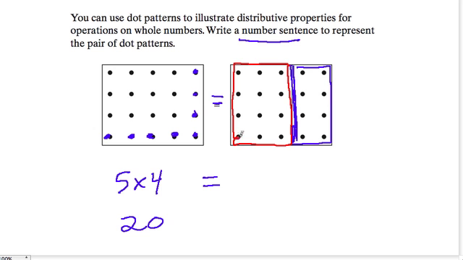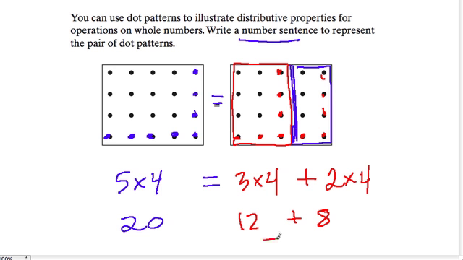Well, notice this one is a 1, 2, 3 by 4 rectangle. So 3 by 4. And we want to add that to this blue rectangle so we get the same area. That's a 2 by 4. And that's it. I've used the distributive property. This is 12 and that's 8. 12 plus 8 is 20.